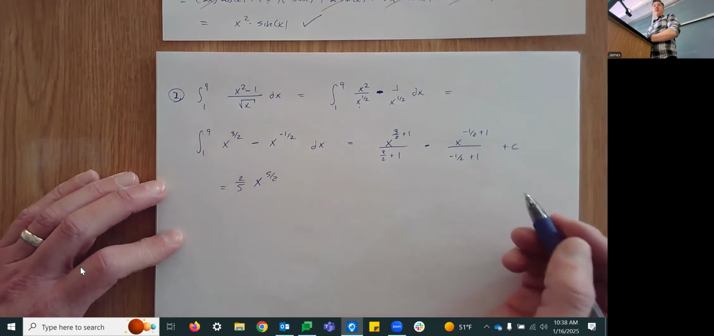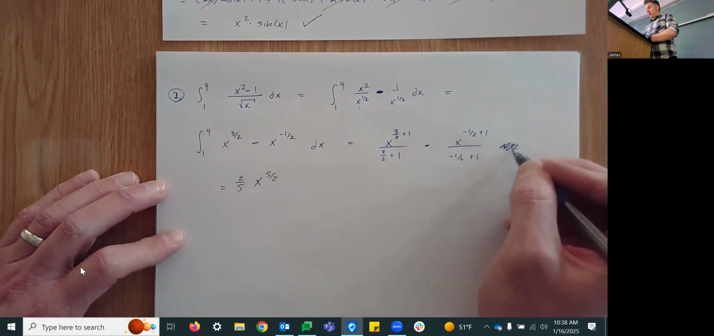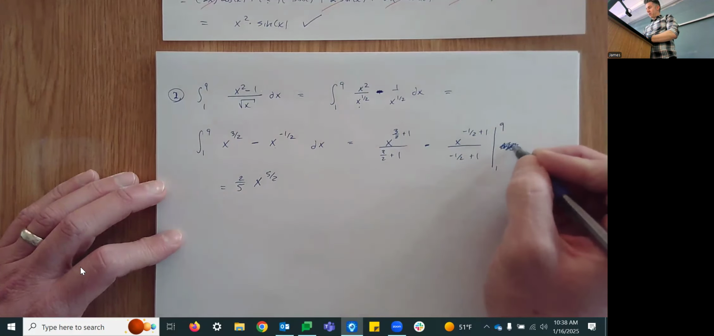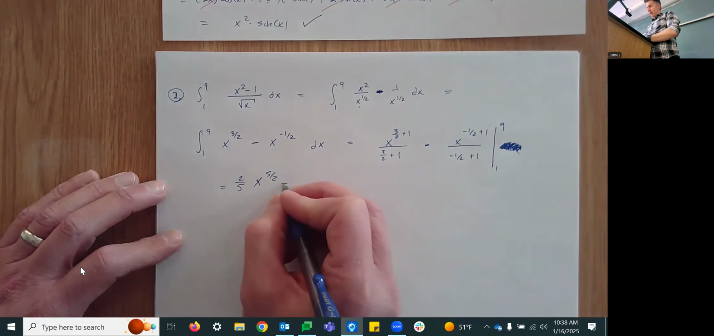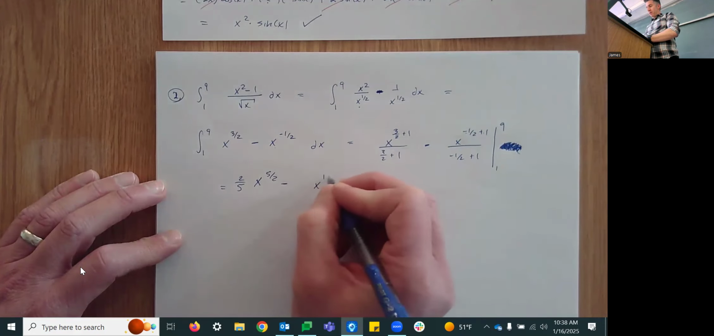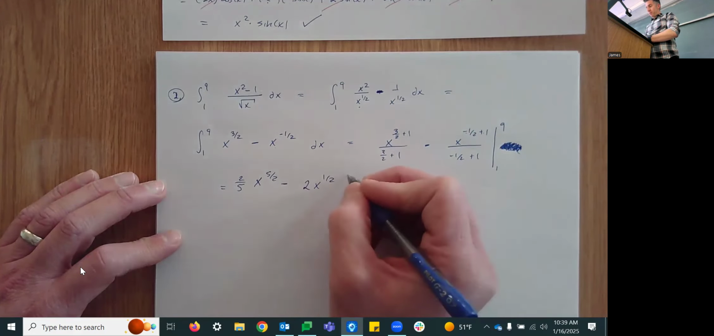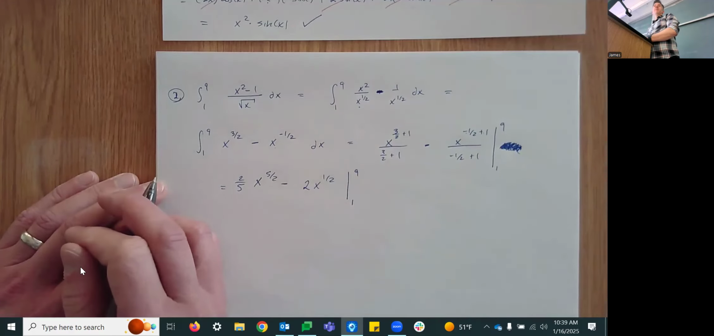Oh, and you know what I did forget though? I forgot my limits of integration here. So I shouldn't be writing a plus c here. I should really be writing a from 1 to 9 there. Sorry about that. Minus negative 1/2 plus 1 is positive 1/2. And dividing by 1/2 is the same as multiplying by 2. From 1 to 9. Now we're going to plug in.